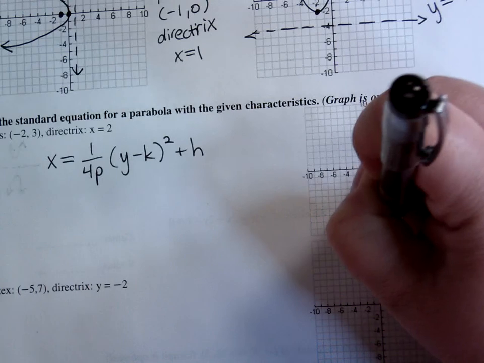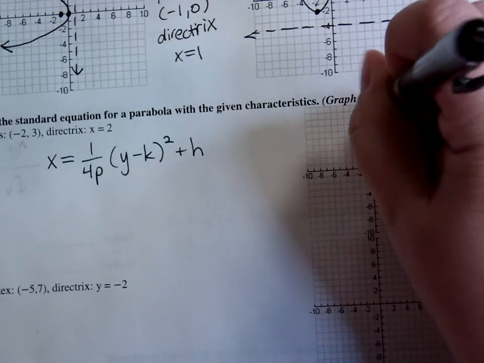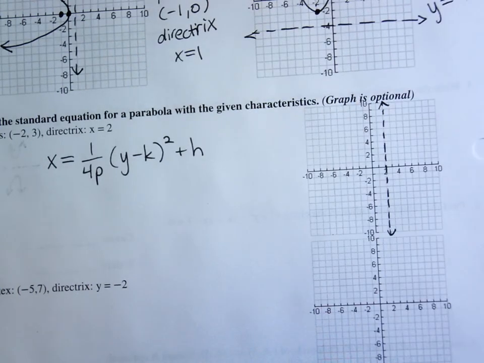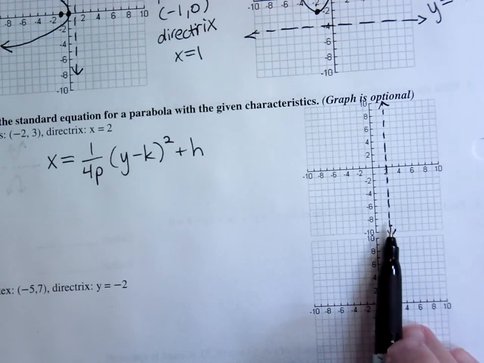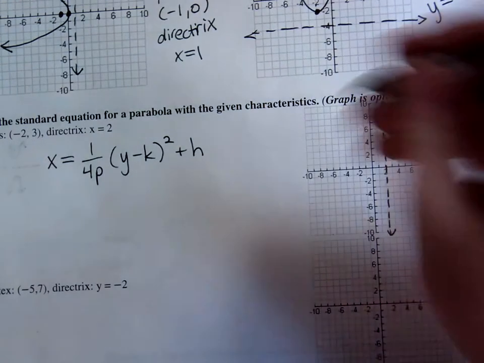It says the graph is optional. If you want to do well, it's not optional. You really need to graph it. There's x equals 2, my directrix. My focus is at -2, 3.